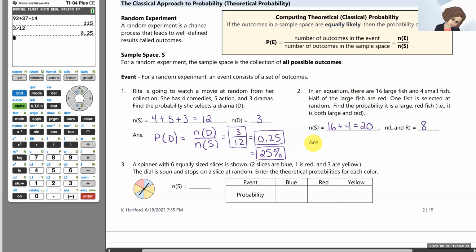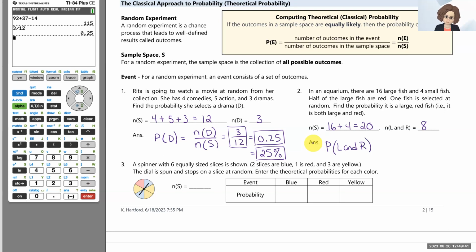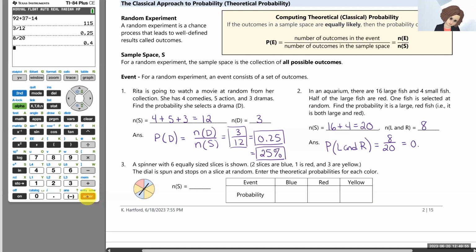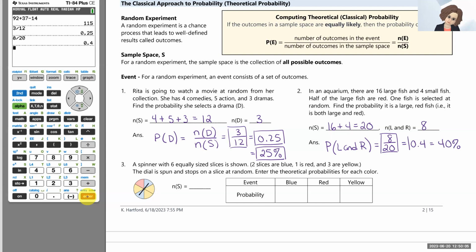And so our probability that it is large and red, so that it meets both conditions. And now I'm just going to write the answer here. So large and red, we have 8 fish out of the 20 that satisfy both conditions. And I'll go ahead and do this one more time, just going through the different ways that we can write that answer. So fraction 8 over 20, decimal 0.4, and then 40%.